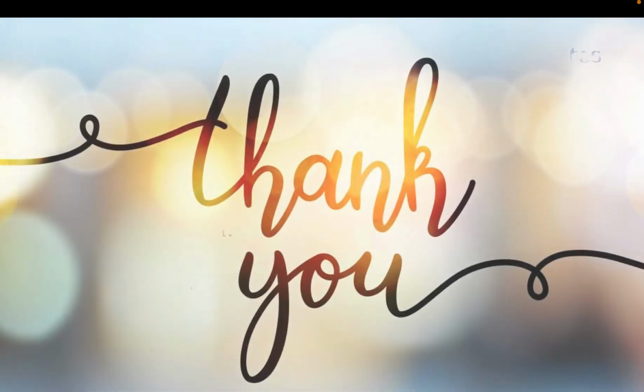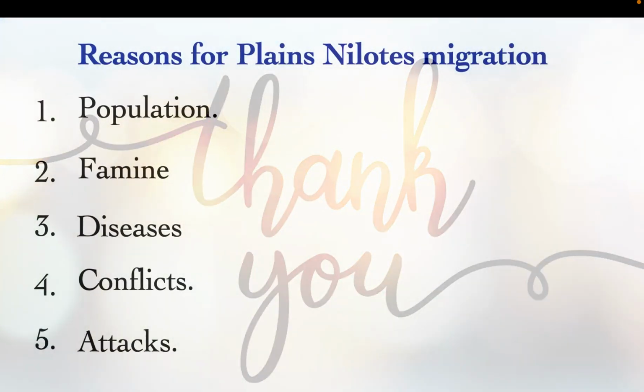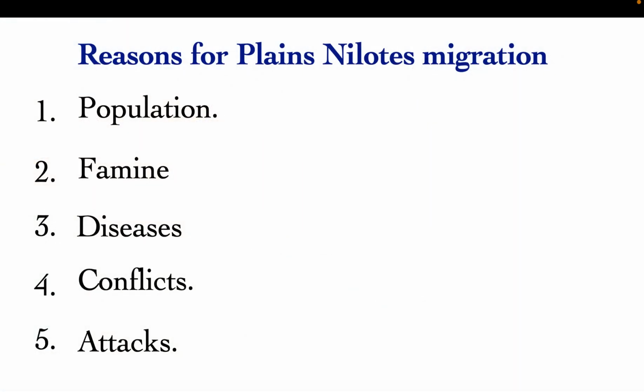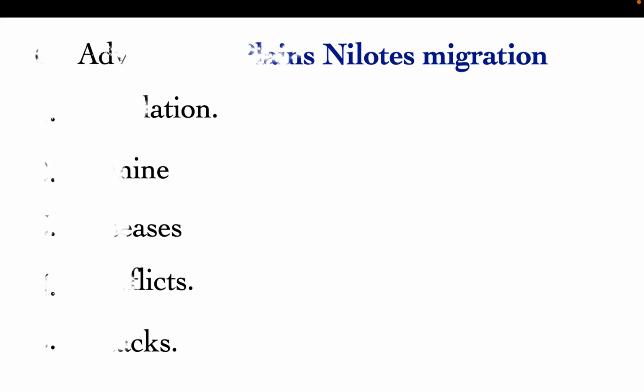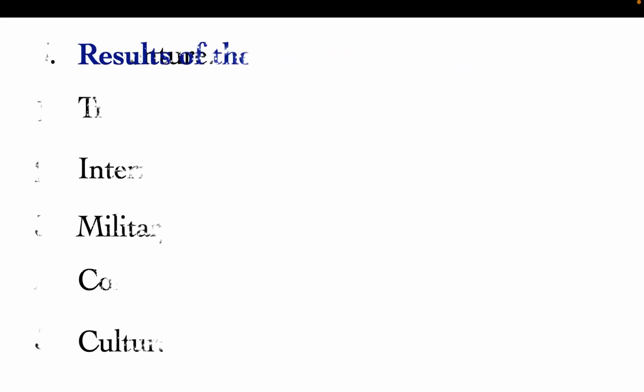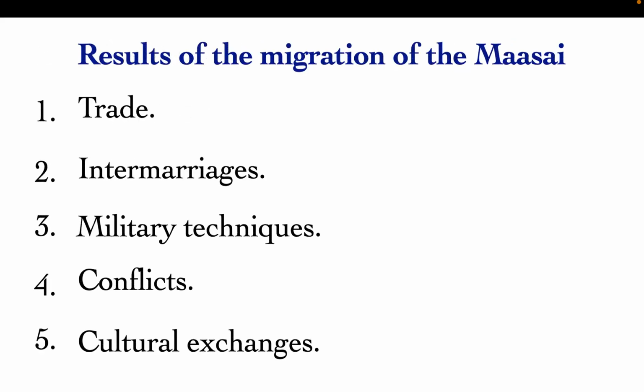Plains Nilotes. Reasons for the migration of the plain Nilotes: population increase, drought and famine, outbreak of human and animal diseases, internal conflicts over grazing lands, external attacks, love of adventure. Maasai. Results of the migration and settlement of the Maasai.